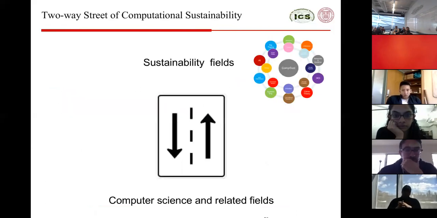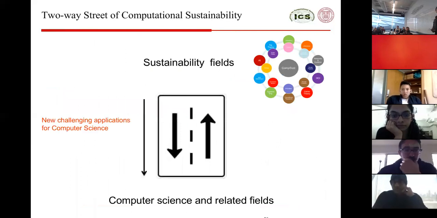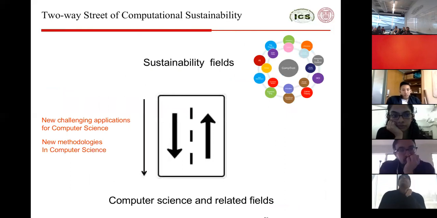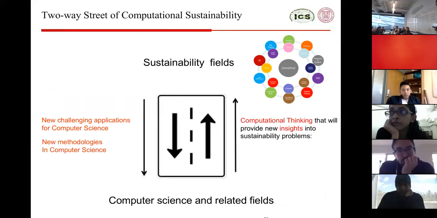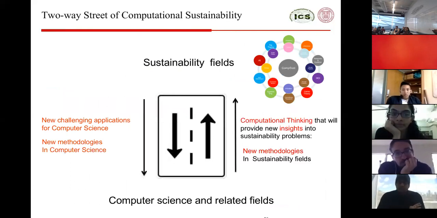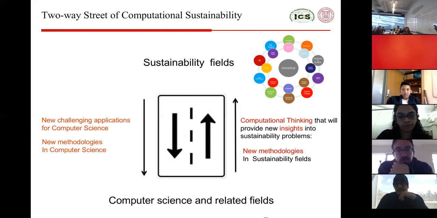I would like to end with a slide from Carla. It says that computational sustainability is a two-way street. On one hand, sustainability-related fields offer new challenging applications and new methodologies to computer science. On the other hand, computer science and related fields offer computational thinking and new methodologies that can scale up the applications in sustainability fields and make their approaches applicable. With that, I hope you have fun in this beautiful expedition for computational sustainability. I would like to thank Sebastian for allowing me to be the first speaker in this series, and thank everybody for your attention. I'm ready to take questions.